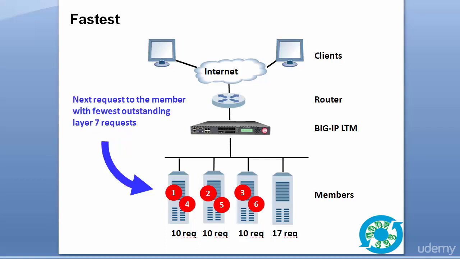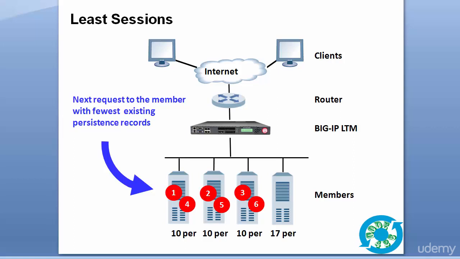The fastest method distributes new connections to the members or nodes that currently have the fewest outstanding Layer 7 requests. When a connection request is received, the member with the fewest outstanding requests is chosen. If the associated virtual server does not have both a TCP and a Layer 7 profile, LTM cannot track requests and responses. Load balancing will fall back to least connections. Fastest method is useful for distributing traffic to devices that may differ in their response time depending on the load that previous requests have placed on the system.